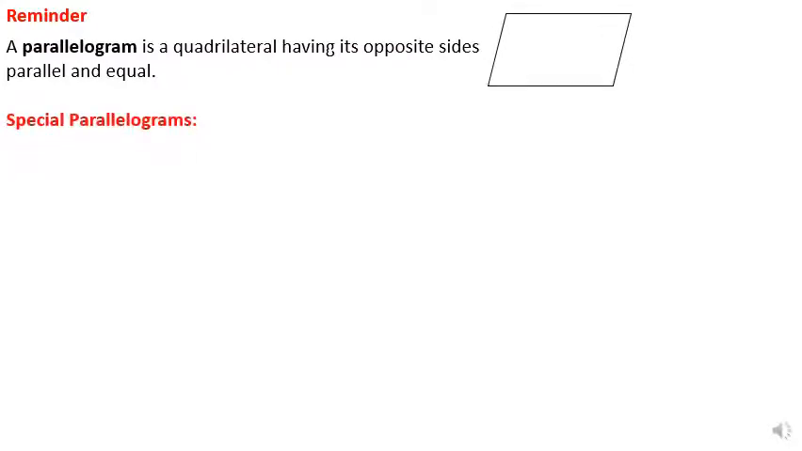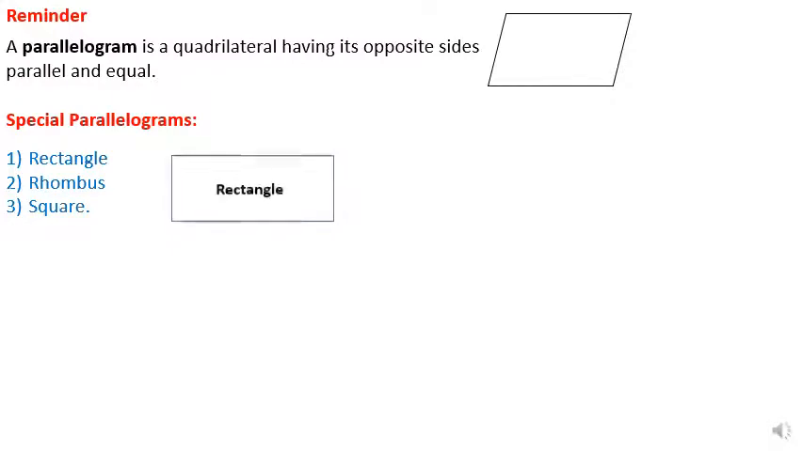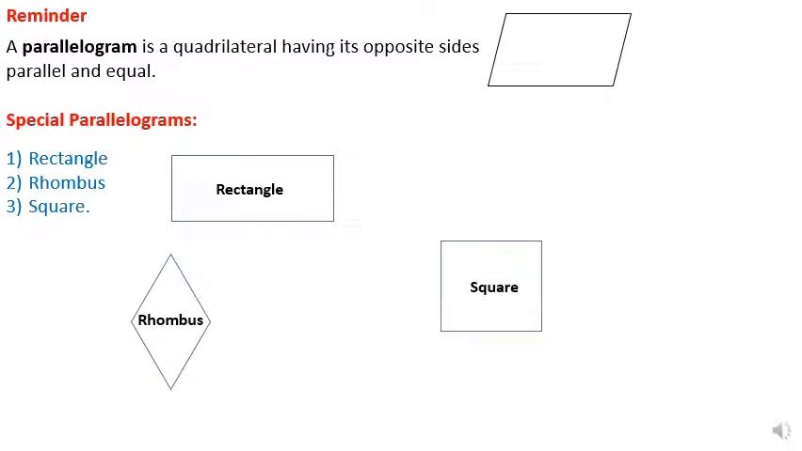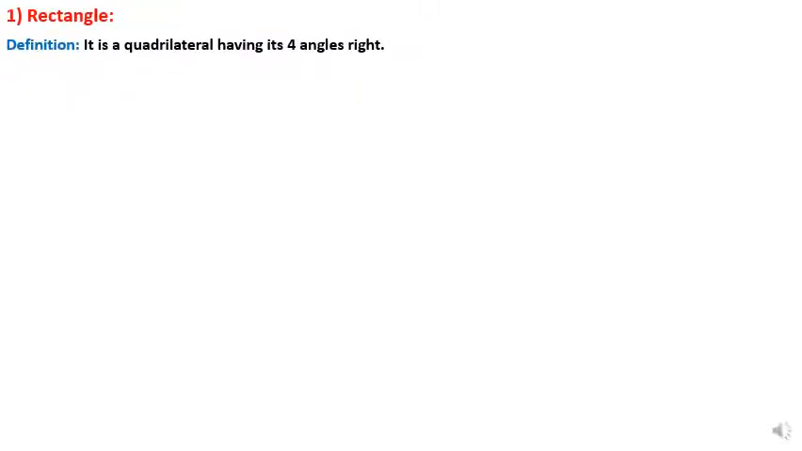The special parallelograms that we're going to talk about in this video are the rectangle, the rhombus, and the square. This is the rectangle, this is the rhombus, and this is the square. Now let us start with the first special parallelogram. Now you're going to know why we call them special parallelograms. The first one is the rectangle.